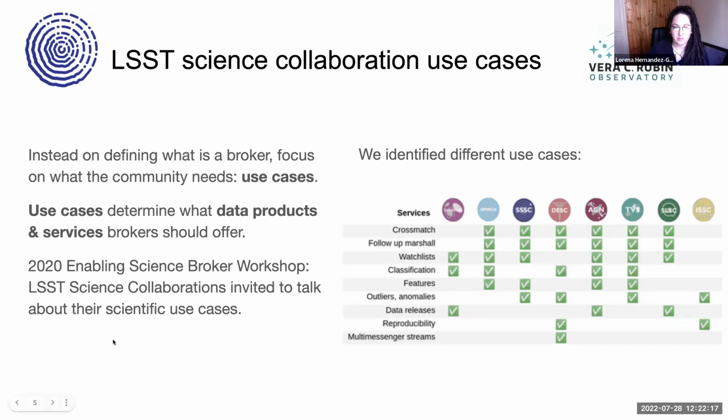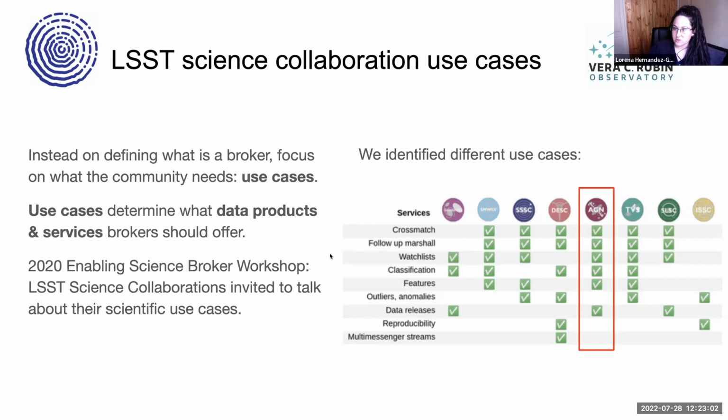During the broker workshop in 2020, we made this table that you can see here. These are the 8 different science collaborations for the LSST, and these are some of the services that can be provided. What we did was watch all the talks and see what the requirements from all of them are. In particular, this is the AGN science collaboration, and these are the services that we thought were important for the collaboration: cross-match, MARSAR, watchlist, classification, feature, and data release.